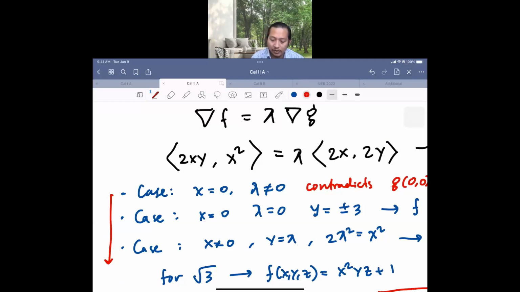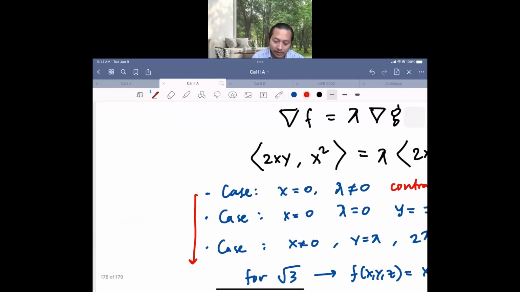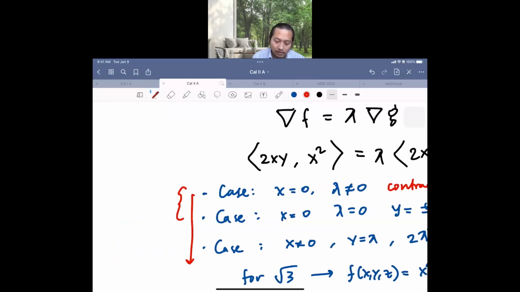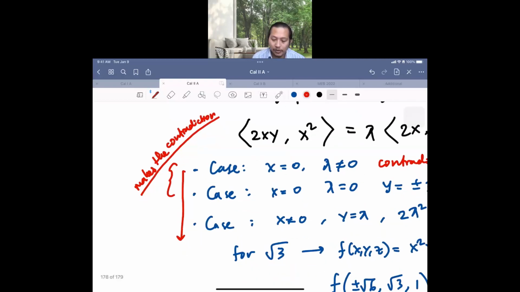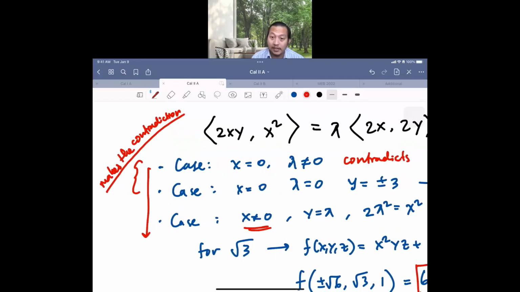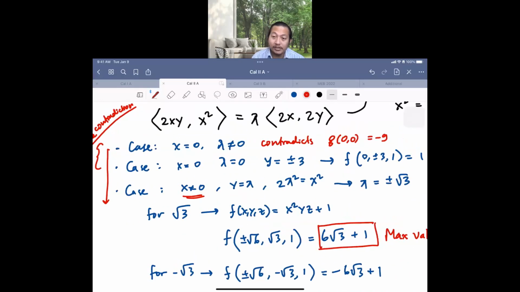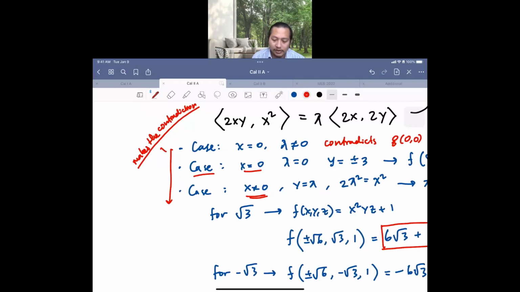And of course, if x is 0, how about lambda? Lambda can be 0, and lambda also cannot be 0. So which one? We need to make separate cases. So these two cases make the contradiction. So that's why the case where x is not 0 is the best case that we have to make our functions optimized. Because the first case is the contradiction. The second case is possible.